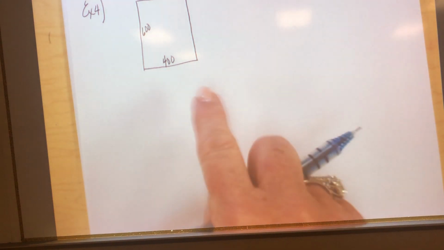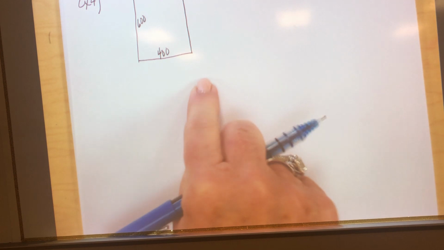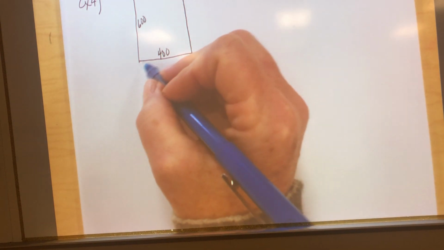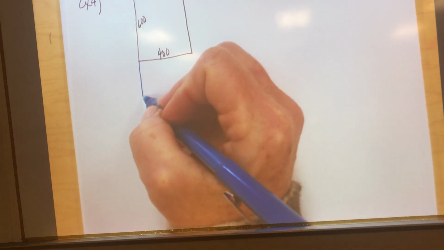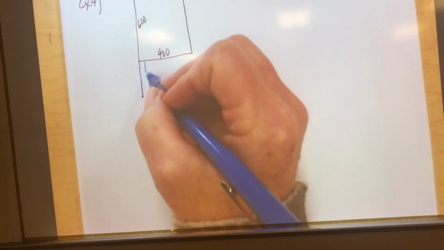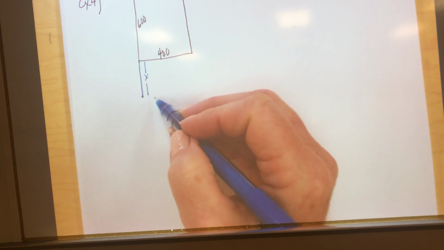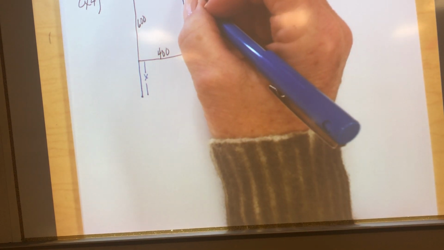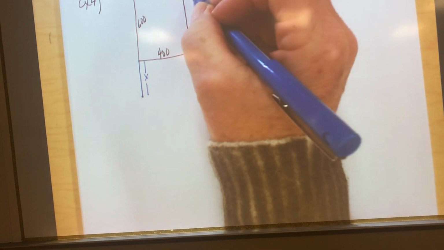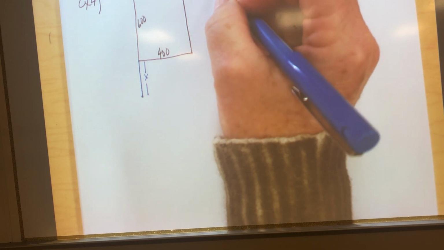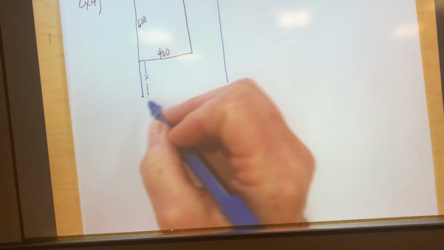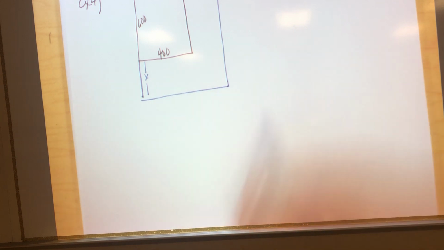Okay, so they want to double the area, and they want to do it this way. They want to add so much to the length. You don't know how much it is, but whatever they add to the length, they also want to add that amount to the width. So it's going to look like this. Do you see what I'm saying? Yes. Okay, now I want to double the area.